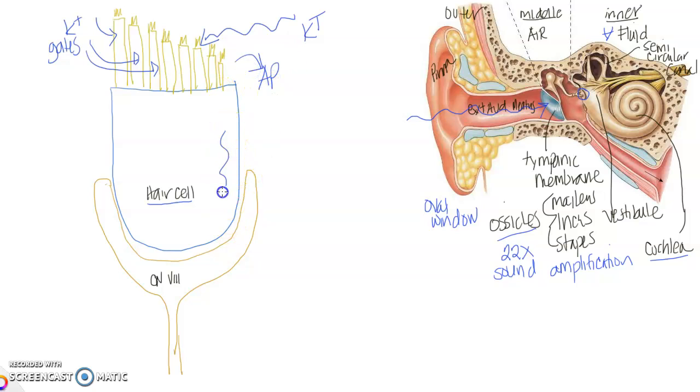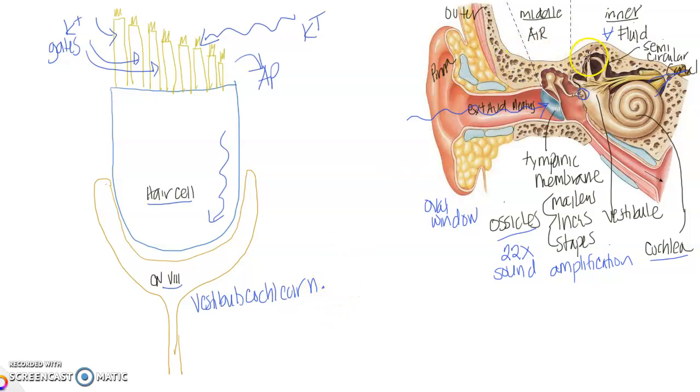That action potential goes to cranial nerve 8, the vestibulocochlear nerve. You can see it right here coming out of the cochlea. That is the cochlear arm of the vestibulocochlear nerve. So the action potential goes down there, through the nerve, and into the temporal lobe, where you get the conscious sensation of sound, or hearing.